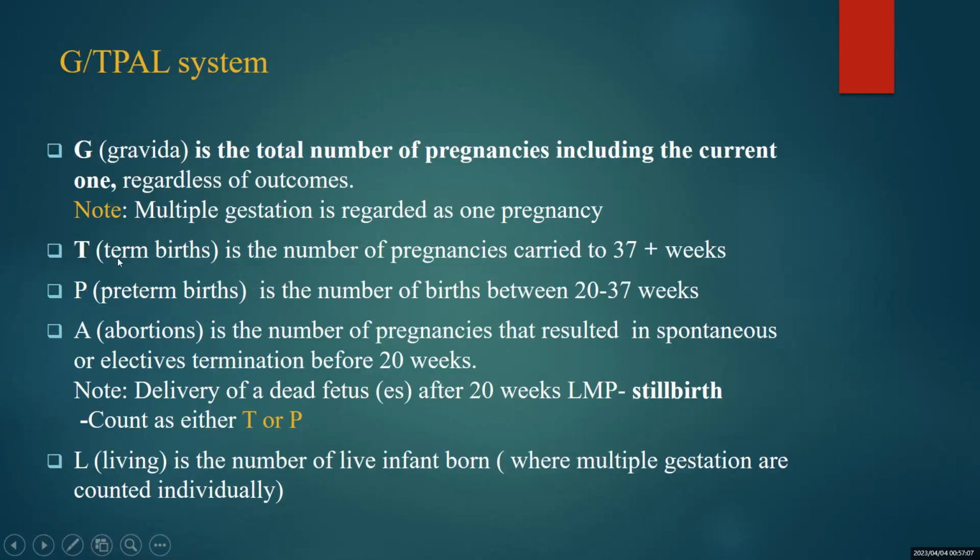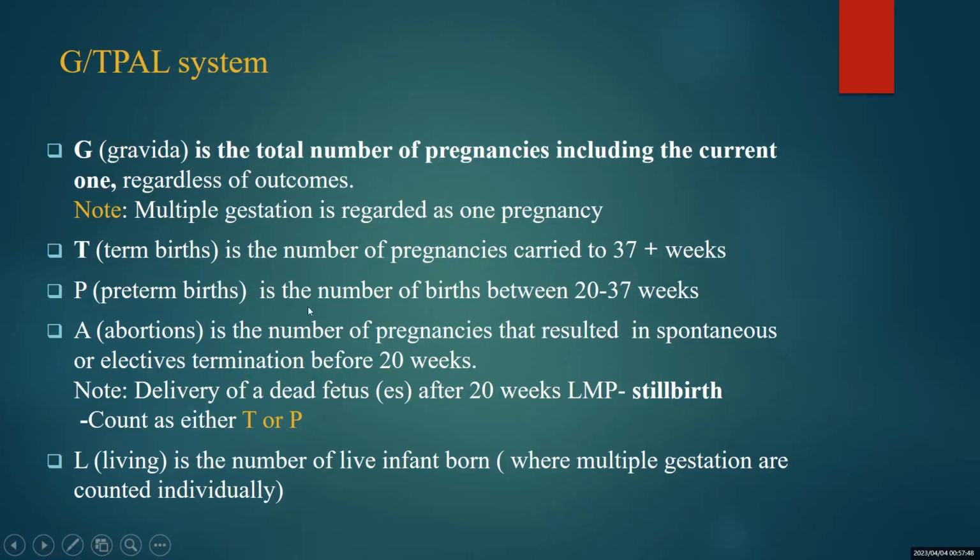Then T stands for term births, which is the number of pregnancies carried to 37+ weeks. And P stands for preterm births, which is the number of births between 20 and 37 weeks. Then A stands for abortions, which is the number of pregnancies that resulted in spontaneous or elective termination before 20 weeks. We should note that delivery of a dead fetus after 20 weeks LMP is known as stillbirth, which can be counted as T or P.